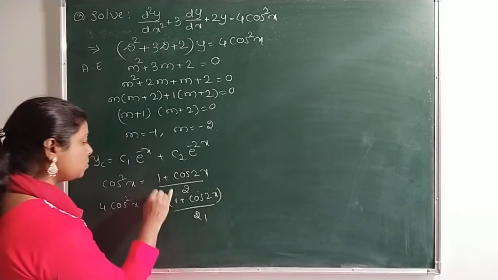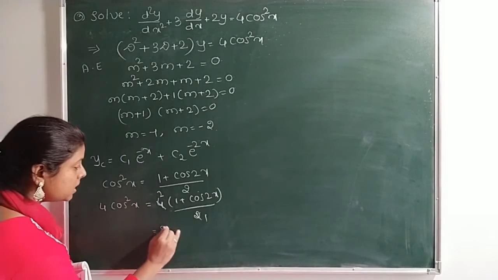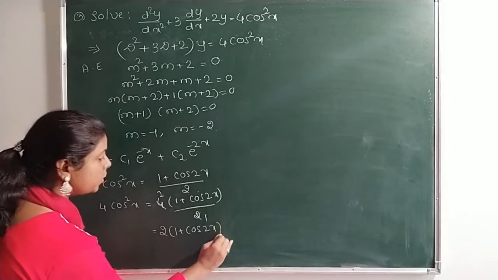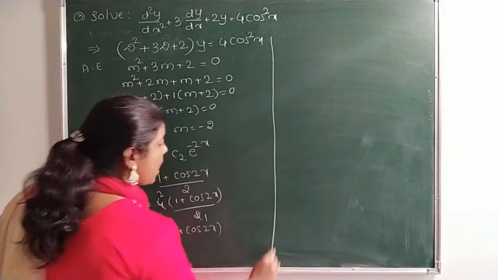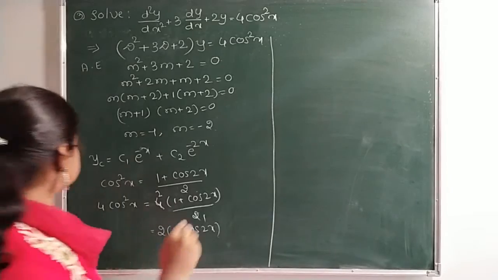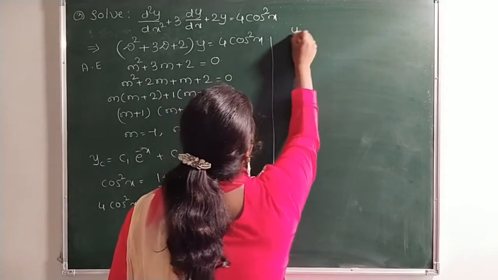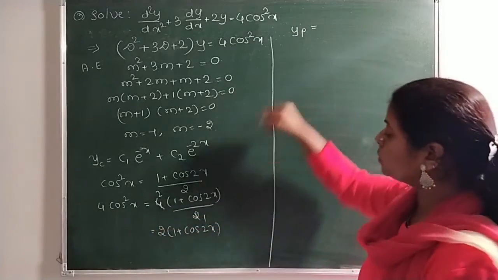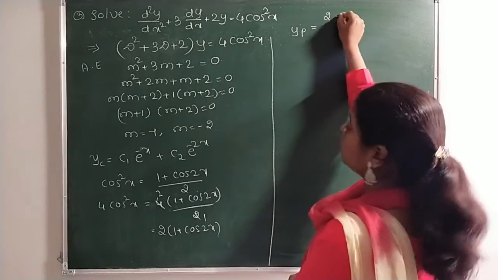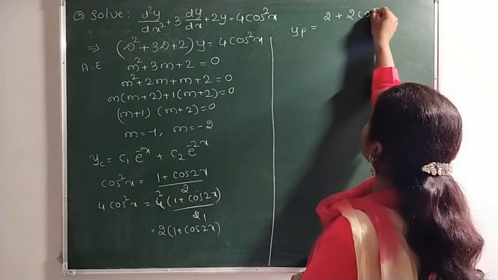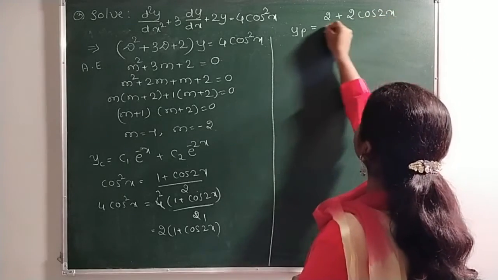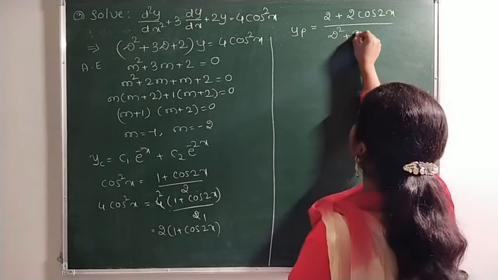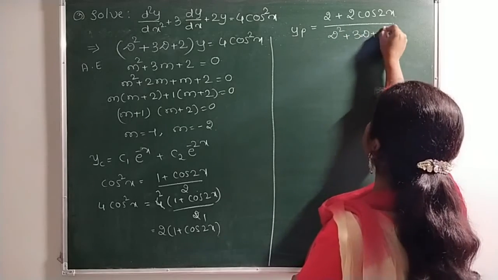2 ones are 2, 2 twos are 4. Means this we have to write as 2 into (1 plus cos 2x). This you have to replace in the RHS. Now we have to write the YP. YP is nothing but 4 cos square x, which we replace with 2 plus 2 cos 2x, divided by D square plus 3D plus 2.